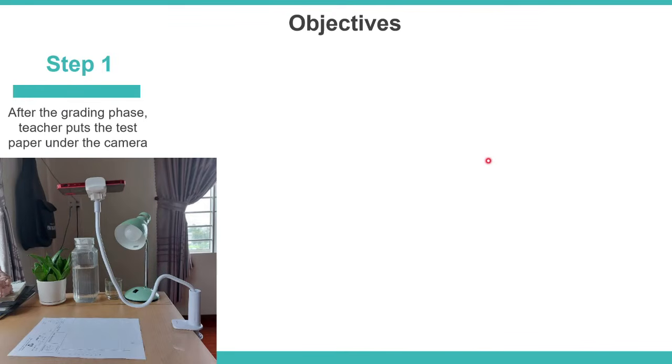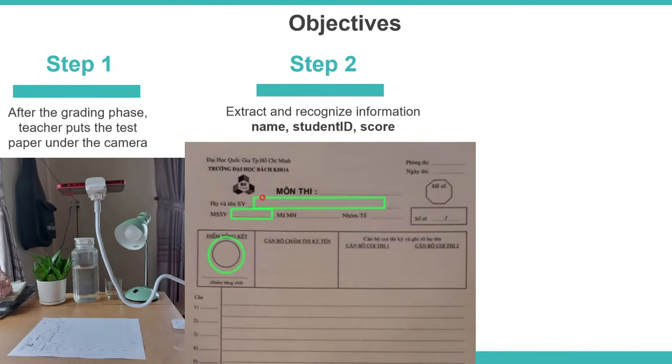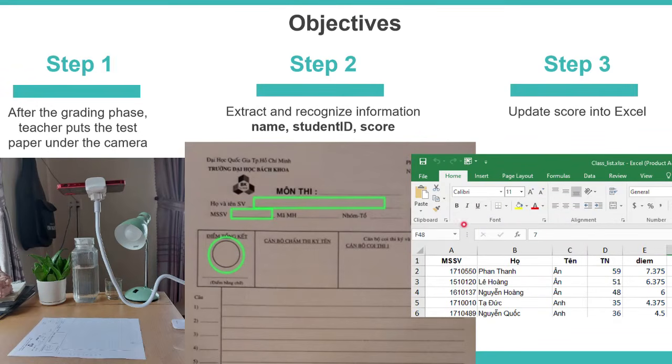The system has three main steps. The first step: after grading, the teacher puts the test paper under the phone camera, and then the laptop takes the image to extract and recognize three pieces of information: the name, the student ID, the student identification, and the score. This test paper is from my university, Ho Chi Minh City University of Technology. And finally, it updates the score into the class list in the Excel file.